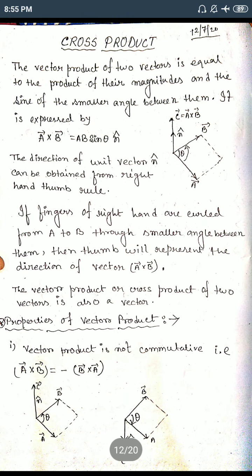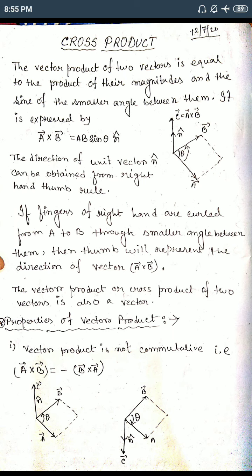Next is the cross product. Dot product is a scalar product. Now the cross product. The vector product of two vectors is equal to the product of their magnitudes and the sine of the smaller angle between them.